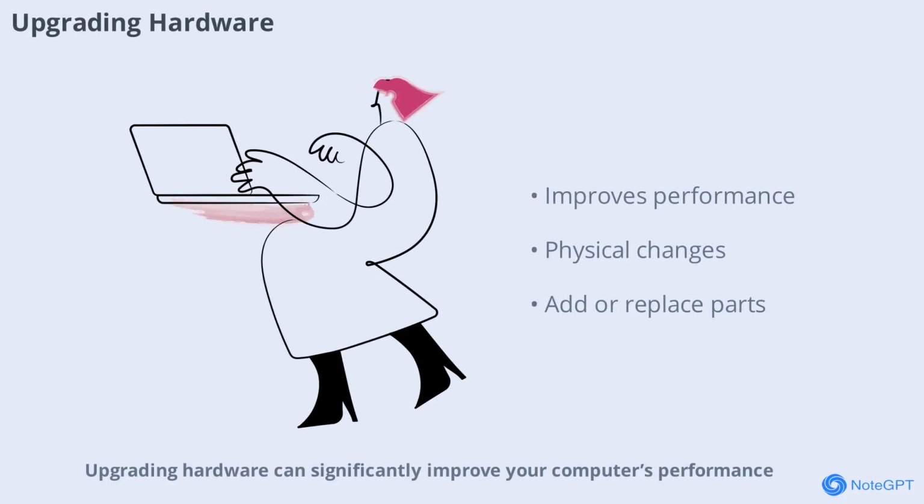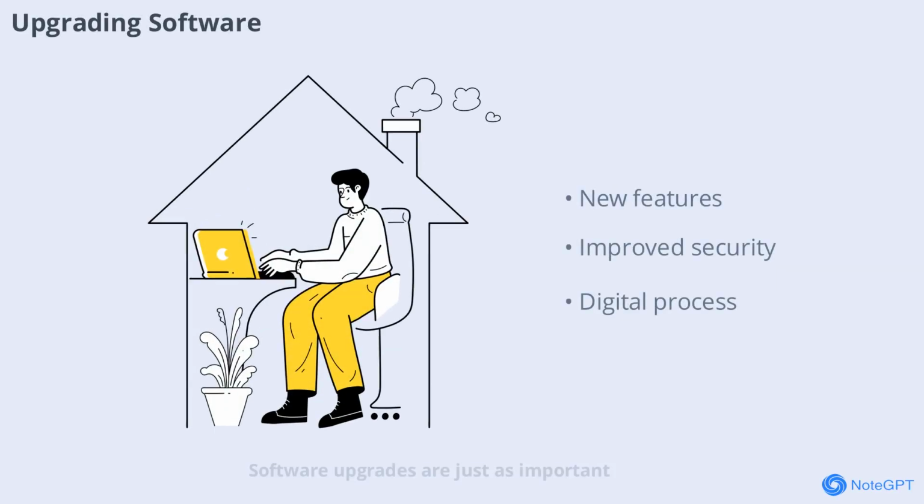Upgrading hardware can significantly improve your computer's performance. For example, adding more RAM, upgrading your hard drive to an SSD, or installing a faster processor can make your system run smoother and handle more demanding software. Hardware upgrades are physical changes, often requiring you to open up your device and replace or add components. Software upgrades are just as important.